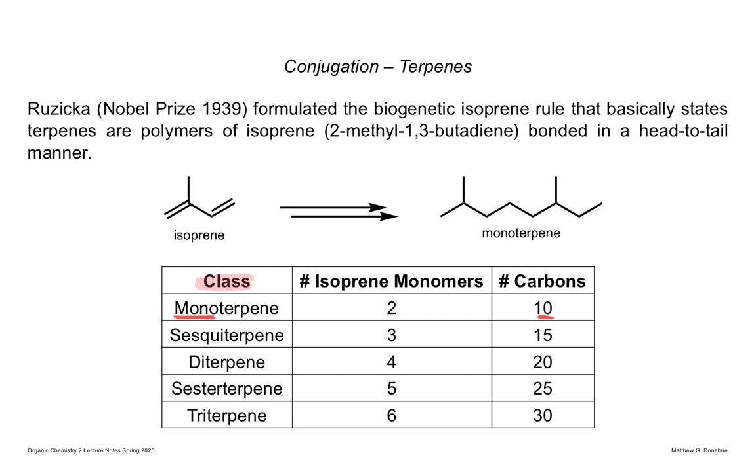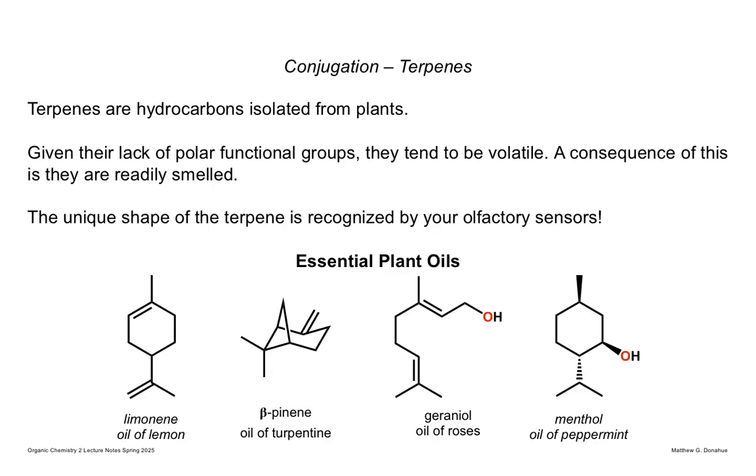So that's just vocabulary, nomenclature. Let's see where we see them. So terpenes are hydrocarbons or derivatives with oxygen that are isolated from plants. Since they don't have a whole lot of polar functional groups, they tend to be volatile. And so that means you can smell them. So if you look at the structures here, these are called essential plant oils. Essential just means that's the main component that's giving the plant that smell.